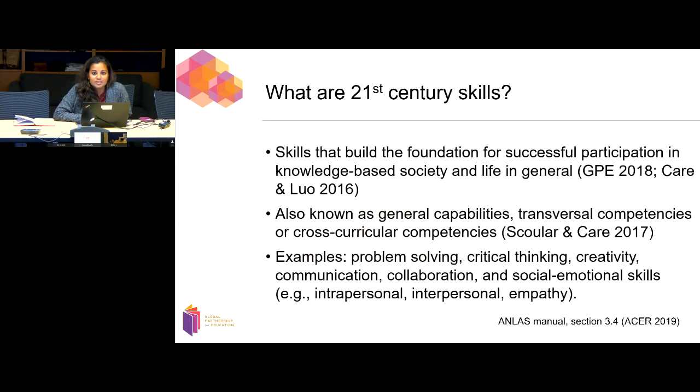So just to hone in a bit on the 21st century skills aspect, so that it's clear what we mean by 21st century skills, within the ANLAS framework, these are defined as skills that build the foundation for successful participation in knowledge-based society and life in general. Depending on the context, these can be known as general capabilities or transversal competencies or cross-curricular competencies. Different countries, different partners define these skills using different terminology.